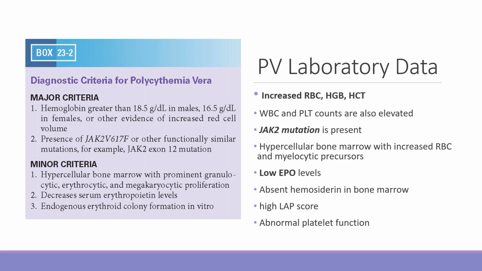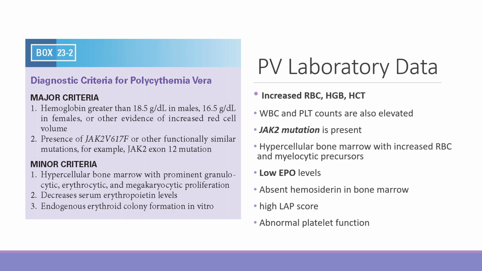Now again, that particular criterion could be found in other myeloproliferative disorders, but we're definitely going to see a decreased serum erythropoietin level, so that's going to be a big indication. And then endogenous erythroid colony formation in vitro. This is some other lab test that we would do outside of the body. This is not going to happen in vivo.